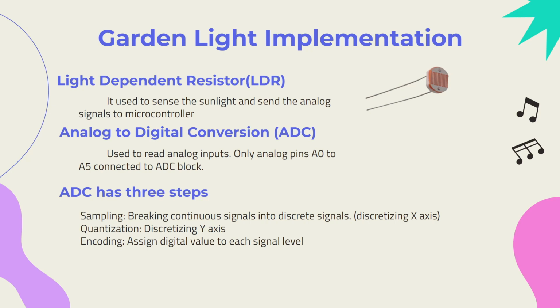ADC has 3 steps. Sampling, breaking the continuous signal into discrete signals. Analog signals are basically waveforms, right? So we need to break that into discrete signals. Next is quantization, discretizing the y-axis. Next one is encoding, assigning a digital value to each signal level.